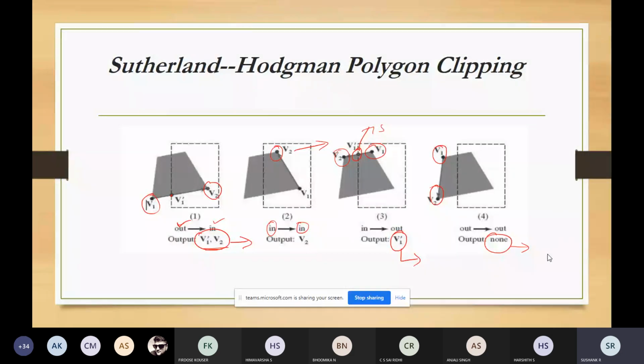In the third case, the first vertex is inside the clipping window and the second vertex is outside the clipping window. In that case, only the intersection point of that polygon line with the clipping boundary will be sent to the next clipper for processing. In our example, v1 dash. And when both the points are outside the clipping window, none of the vertices will be sent for processing. That means no vertices will be sent for processing.